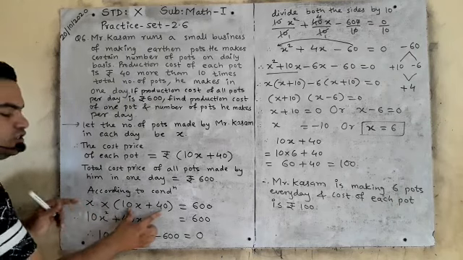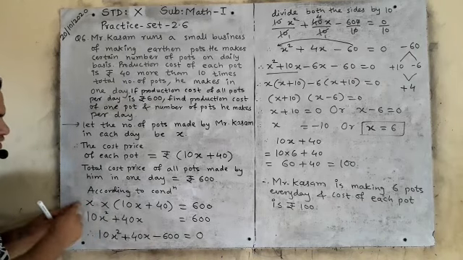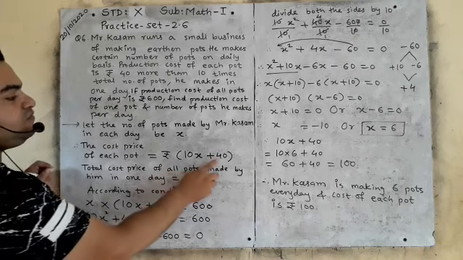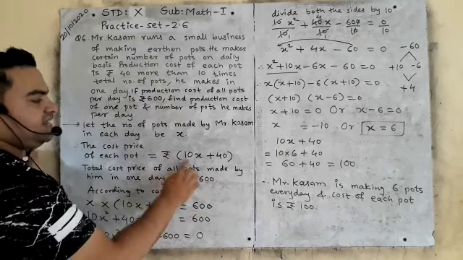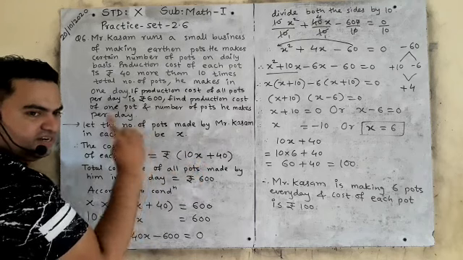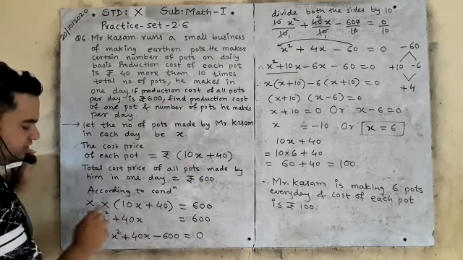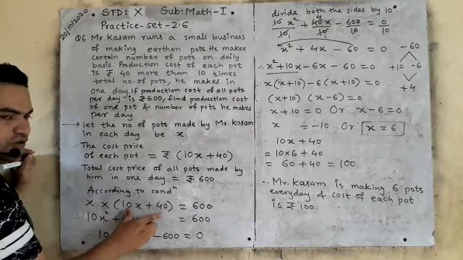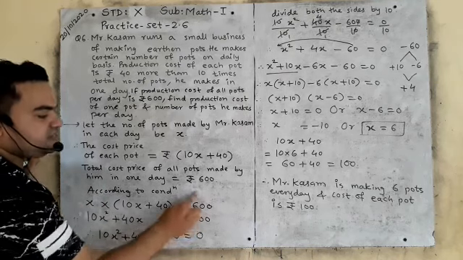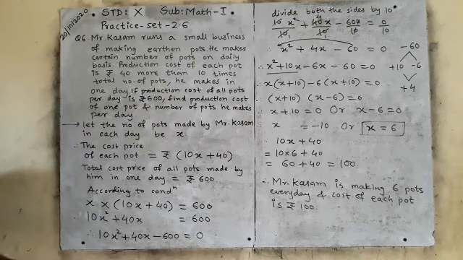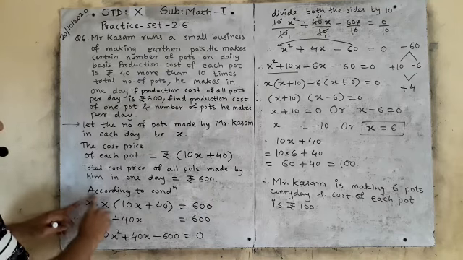So like this here also, how many pots does he make in a day? X. What is the cost of that pot? 40 rupees more than 10 times the number of pots in a day. So 10X plus 40 is the cost. Number of pots times cost of one pot. And how much rupees does he earn every day? 600. Okay. Now we will multiply.